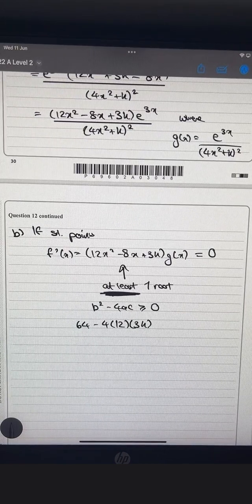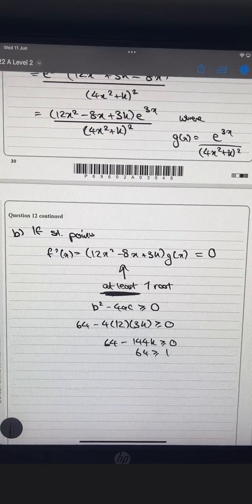So that helps. And that is going to be greater than or equal to 0. So if I just expand this, that's 64 minus 144k greater than or equal to 0. 64 greater than or equal to 144k. K is going to be less than or equal to 4/9. So I just divided through by 144, and swapped my sides around.